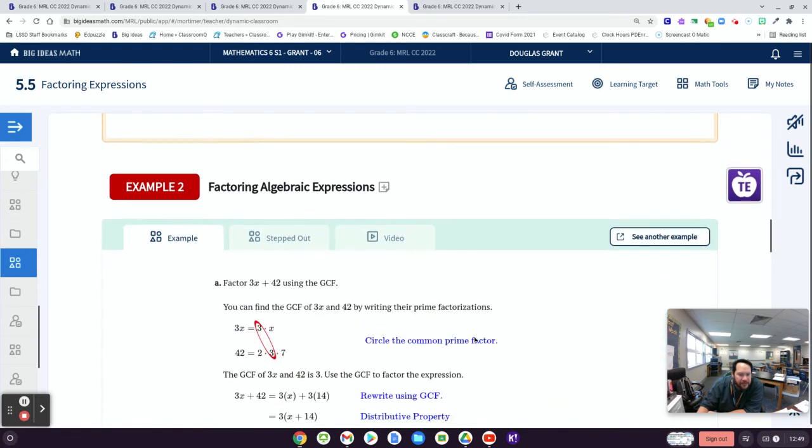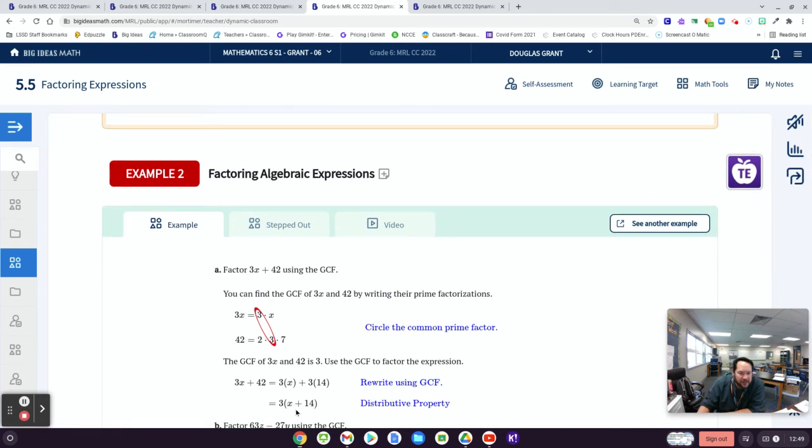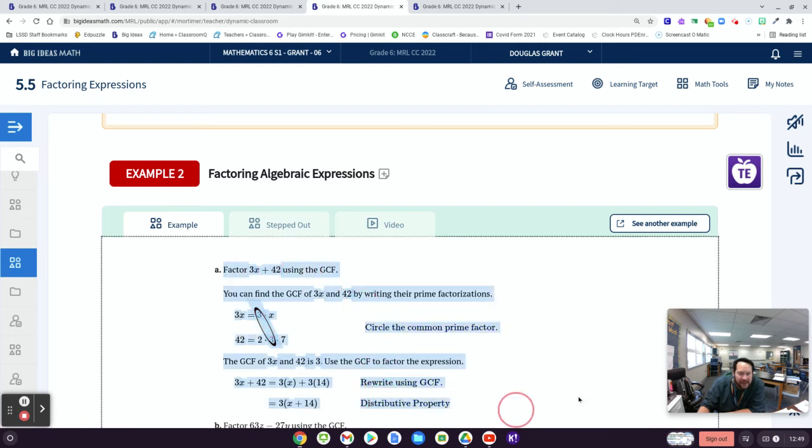Let me scroll down here. So 3 will be outside the parentheses, and inside the parentheses will be x plus 14, because 3 times x is 3x, and 3 times 14 is 42. Let me see if I can highlight. Oh, I can a little bit. So look over everything I just highlighted there in blue and make sure that makes sense. You may want to add that to your notes as well. And then we're going to go over this next example.